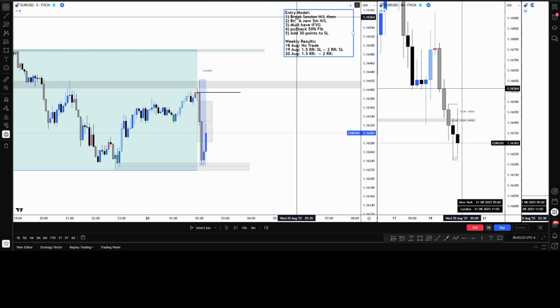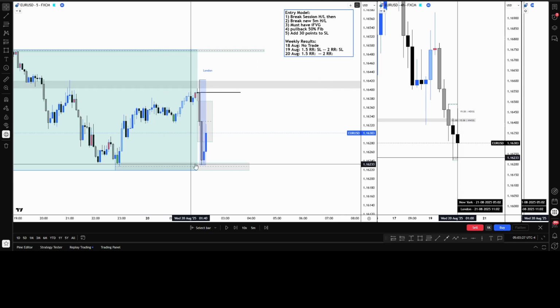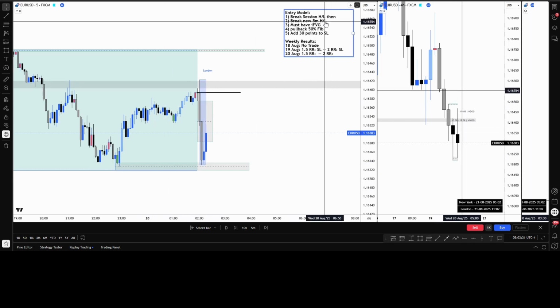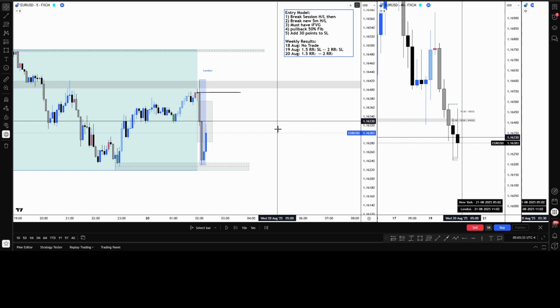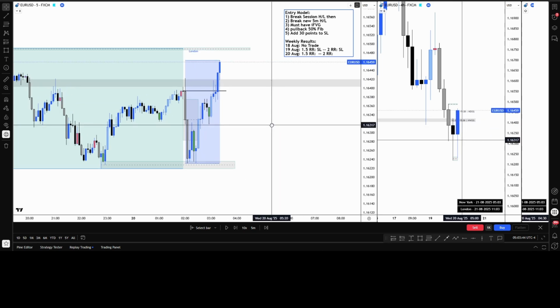So first of all, we got the break of the session high or low, which we have here. Now we need an IFVG and the break of the new 5-minute high. Right, let's wait. Which we get here. Perfect.